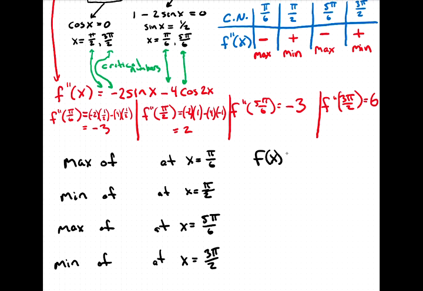And the original function was 2 sine of x plus cosine of 2x. And so we need to figure out what is f of pi over 6. If we plug in pi over 6 to the original function, we'll have 2 times 1/2 plus 1/2, which is 1 plus 1/2, or 3 over 2.